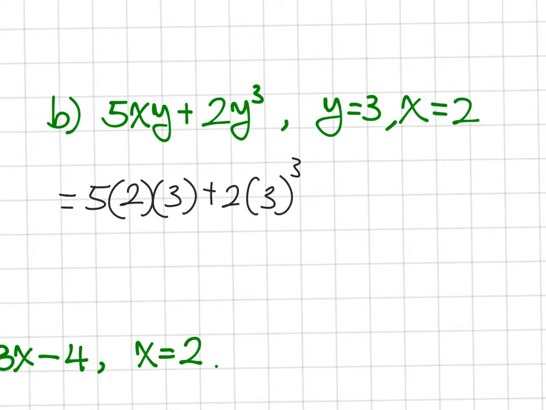Now, it is 5 times 2, that's 10. 10 times 3 becomes 30. Now, you can get this easily using your calculator, but hopefully you can do this without it. And then the next one is 2 times 3 cubed. Now, remember BEDMAS. We have to do the cube first. So 3 cubed is 27, and then 27 times 2 becomes 54. So then at the end, 30 plus 54 becomes 84. Okay.